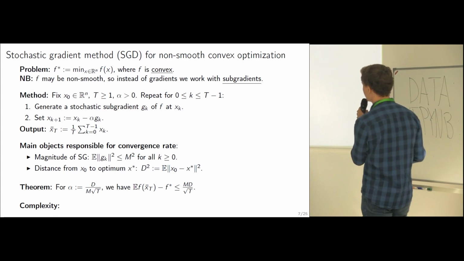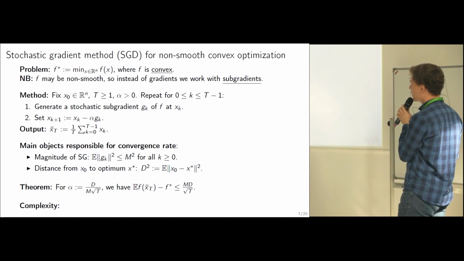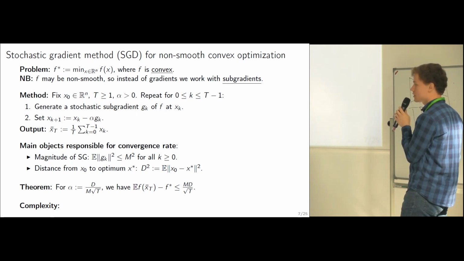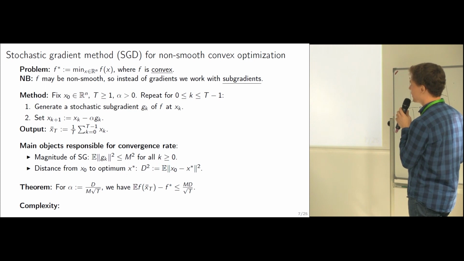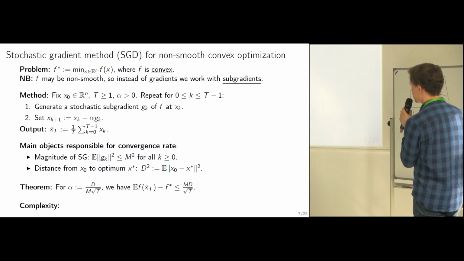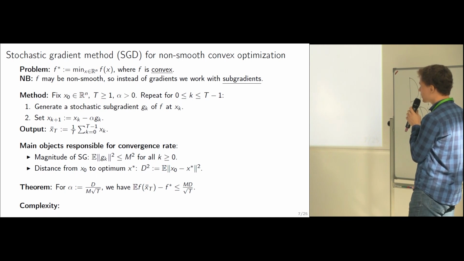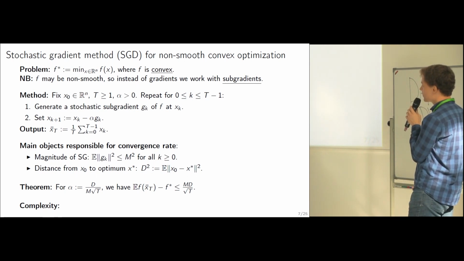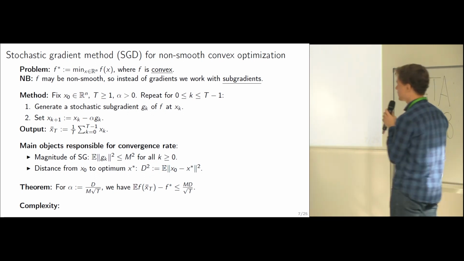And the main result says that the output of this method satisfies this inequality. So let us discuss it. Here we have these two main objects, the constant m and the constant d. First of all, t is the number of iterations that our method performs. Let us look at the denominator. This result says that this method converges as the square root of the number of iterations.